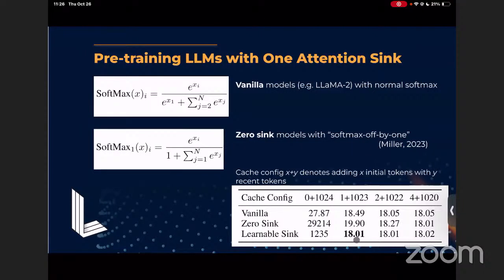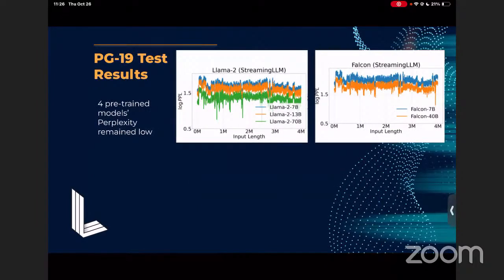And this performance is even marginally better than this, depending on whether you think variance in the experimental procedure was the cause, or if the learnable sink is actually better. So either way, 1 attention sink was already enough, which is great. And so this is a more graphical representation of basically what we saw, which is log perplexity, and as input length increases, perplexity remains pretty stable, around 1.1 to 2.